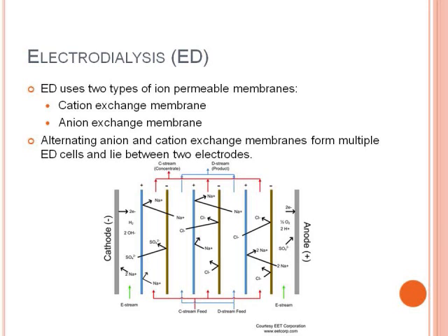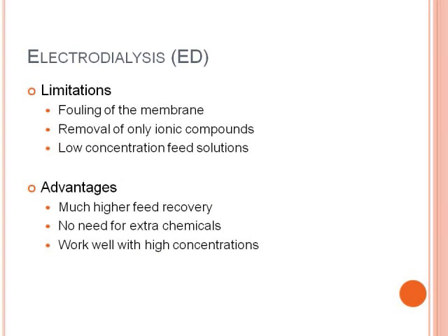In the picture below, you can see the alternation of the blue cation and the green anion exchange membranes. A negatively charged cathode and positively charged anode serve as boundaries for the membrane. You can also see that the ions coming from the feed stream on the bottom are separated by bouncing off the respective ED cells. ED has its limitations and advantages.